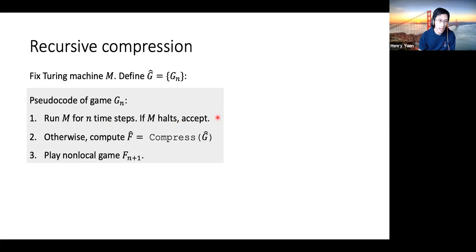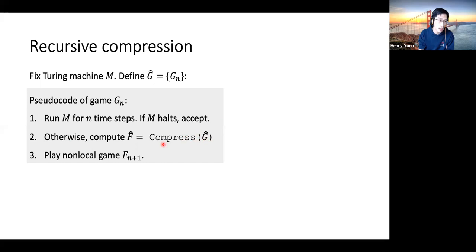So the verifier doesn't actually even interact with the two players. It just automatically lets them win. If the Turing machine has not halted in this time, it will proceed to do something else. The verifier will run this compression procedure on G hat. So G hat, this is a self-referential step. G hat describes an infinite family of games, including itself, right? So itself being G sub n.